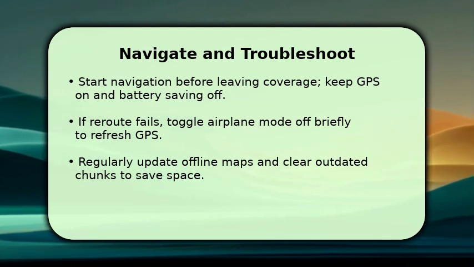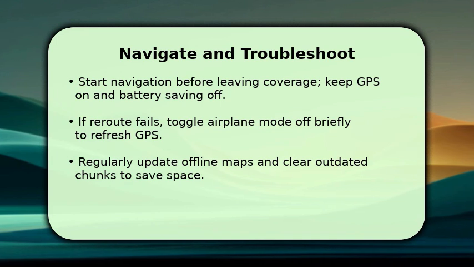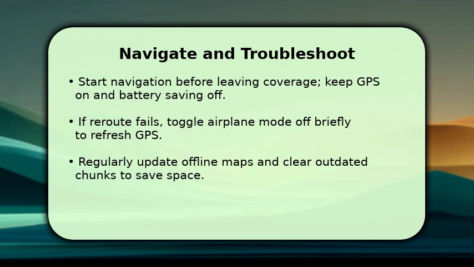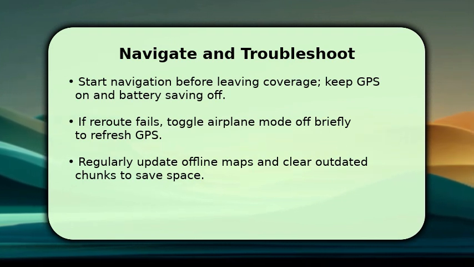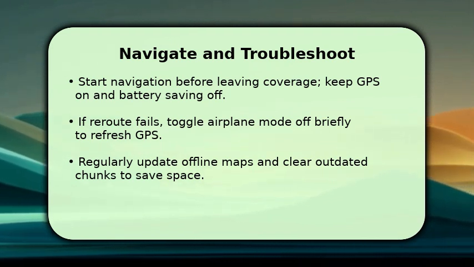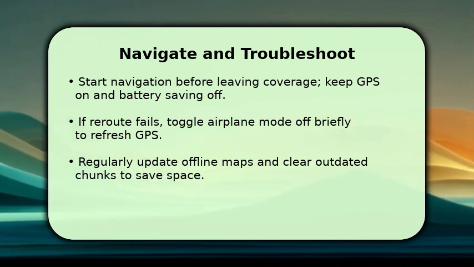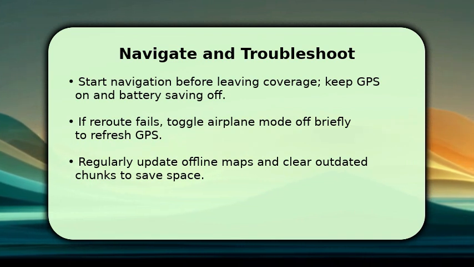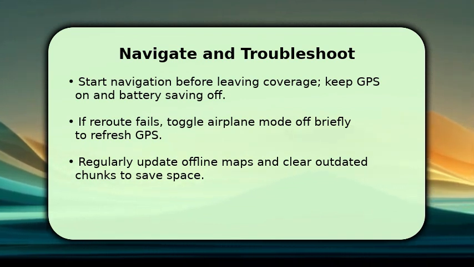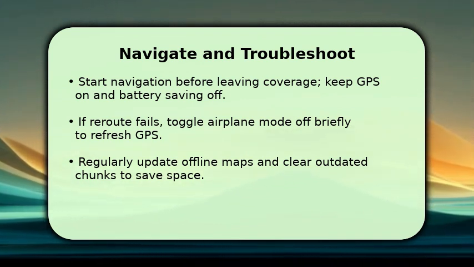Disable battery saver that can throttle location updates. If the app can't reroute offline, try toggling airplane mode off then on to reset satellite fixes, or reopen the app to force a local recalculation. Make sure you update offline maps when connected to Wi-Fi and delete old map areas to free space. This avoids stale data and keeps turn instructions accurate for future.